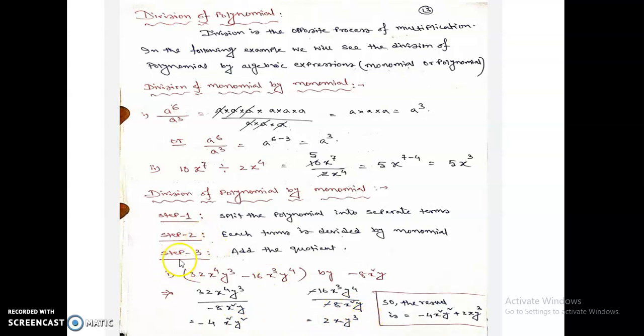Because in step 3 you can see over here that it has been clearly written in the instruction that we will have to add the quotients. Okay, after dividing each term separately we will have to add the quotients. So this is the quotient of the first, this is the quotient of the second division. So we are adding these two up, and we are getting minus 4x square y square plus 2xy cube.